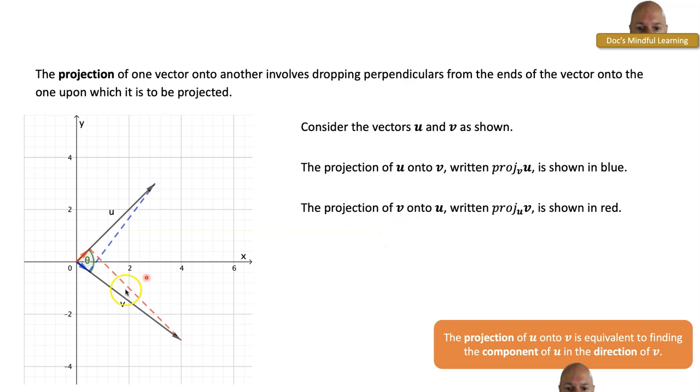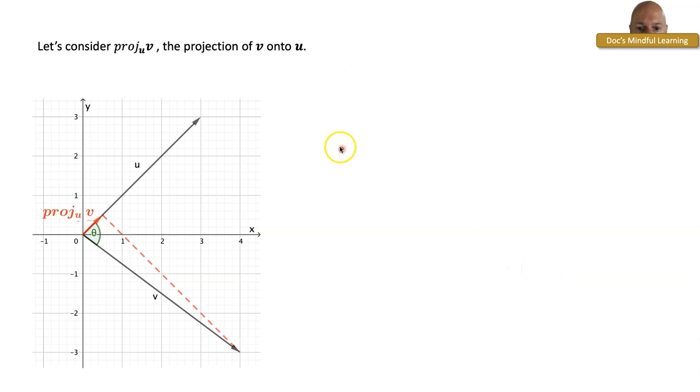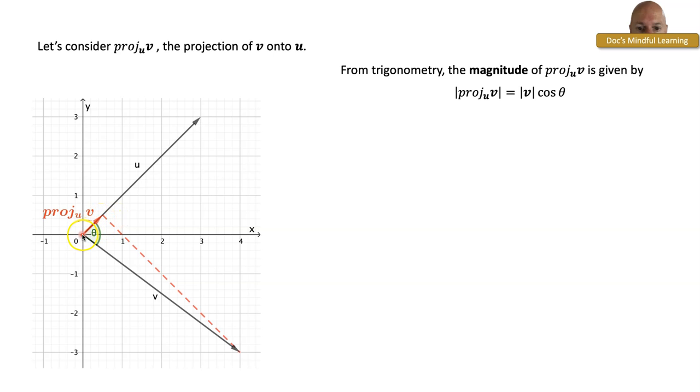If we project v onto u, then by the same process we get the little red vector here, which is written as the projection of v onto u, and that's shown in red. So let's just consider one of these, the projection of v onto u. So here's our vector v. So the red vector here formed when we drop the perpendicular down is the projection of, sorry, v onto u. And from trig, the magnitude of this vector that we're after is simply given by the fact that the length of that line there is equal to v cos theta.